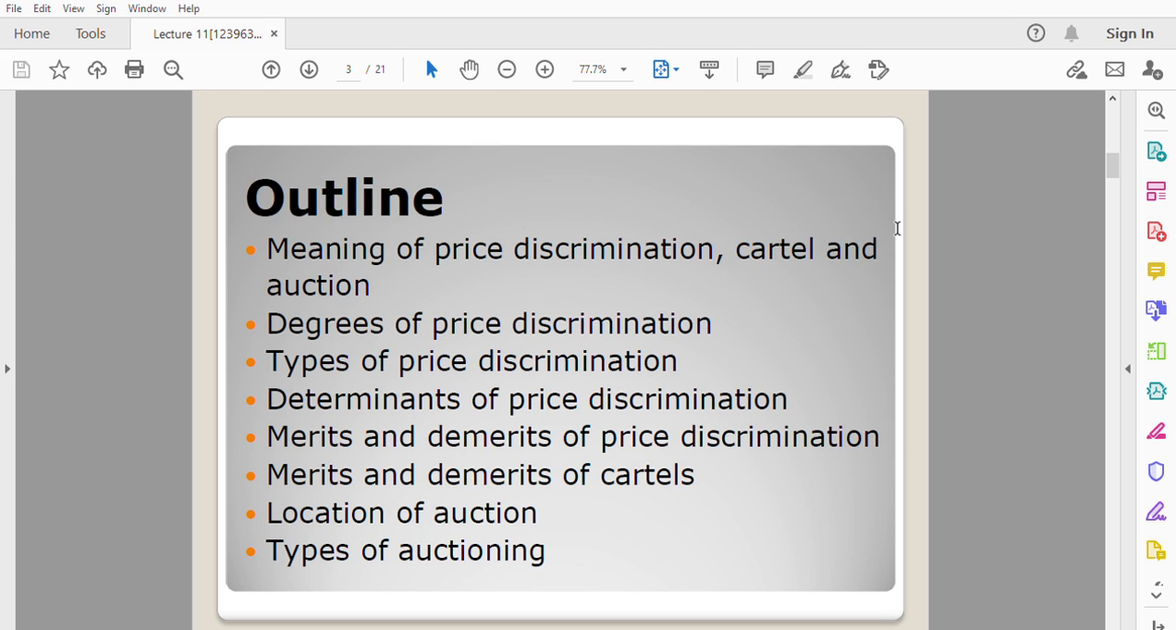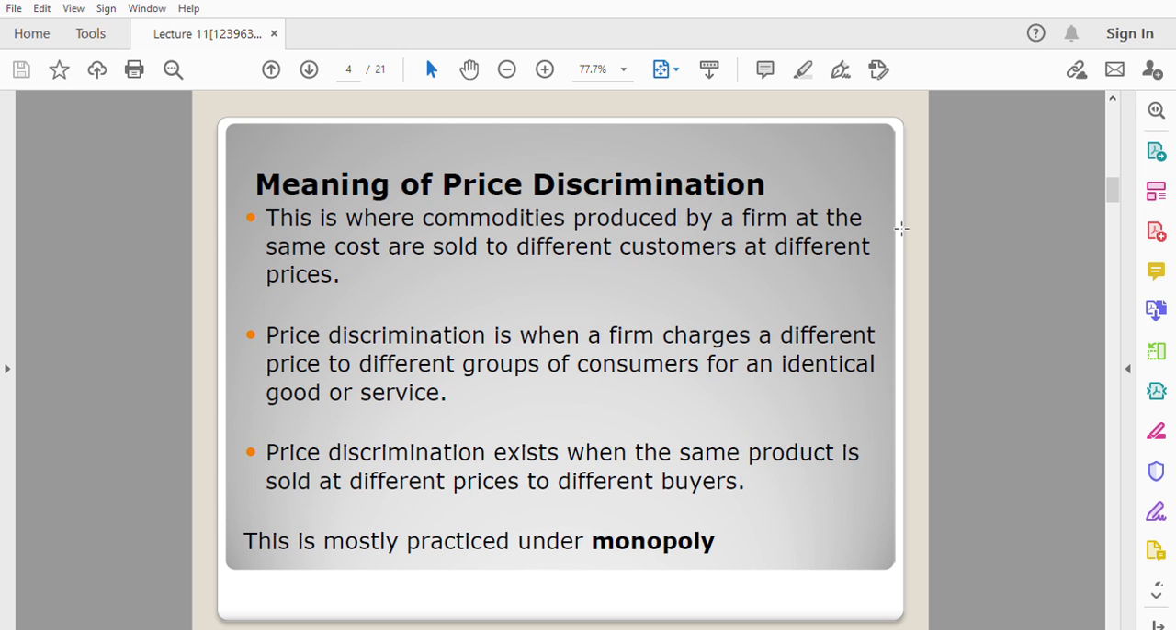Right, so this is our outline. We'll look at the meaning of price discrimination, cartel and auction, degrees of price discrimination, types of price discrimination, determinants of price discrimination, merits and demerits of cartel, location of auction, and types of auction.